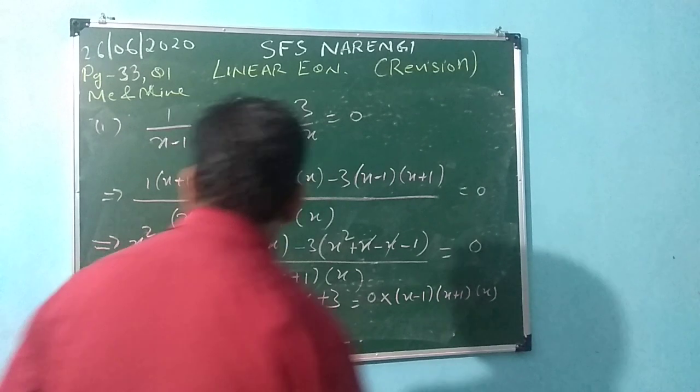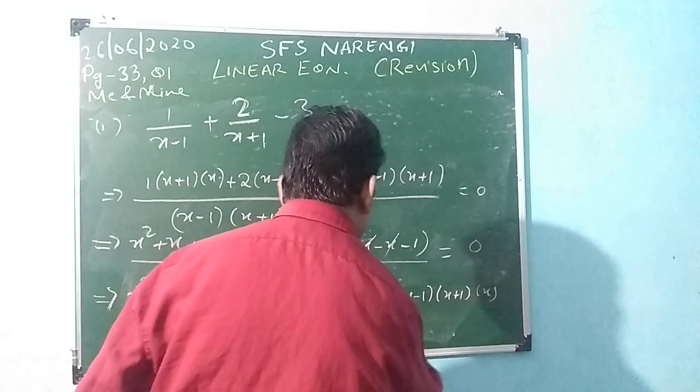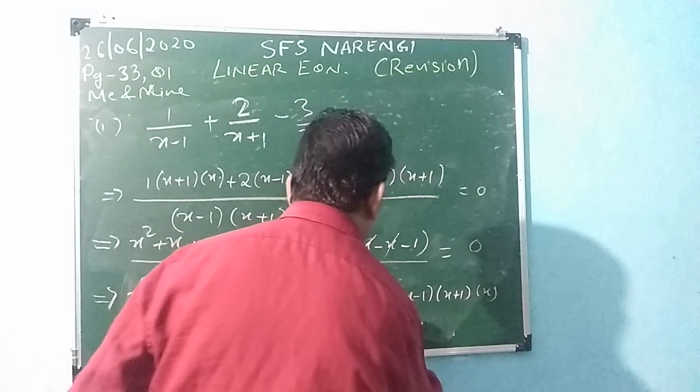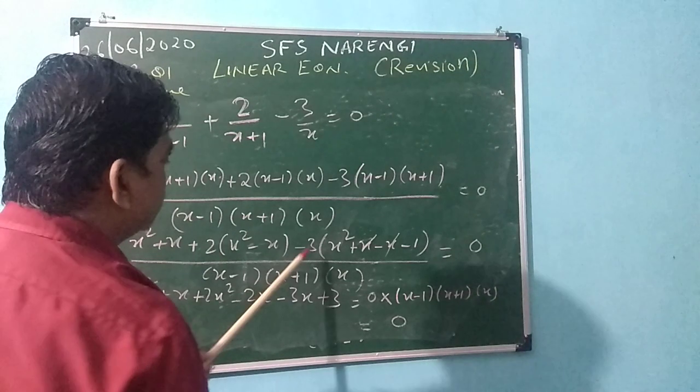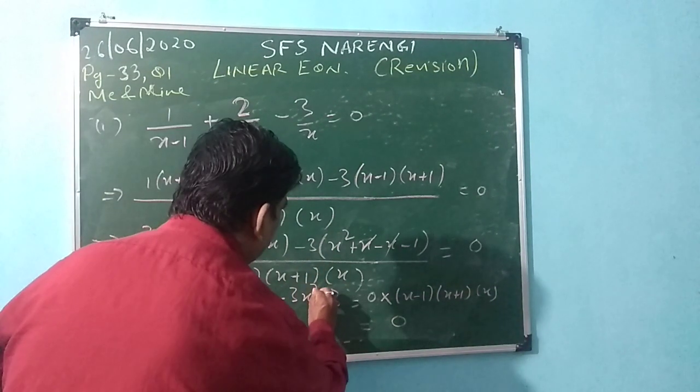So what we will get? We will get here 0. Okay. Now here this is minus 3 into x square is minus 3x square.